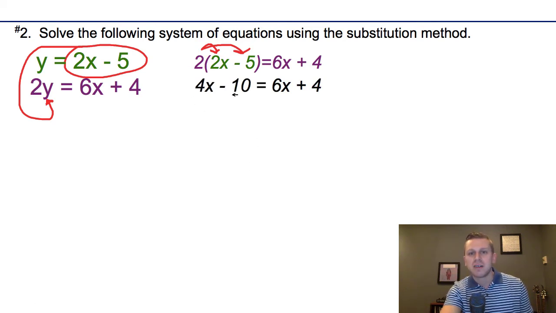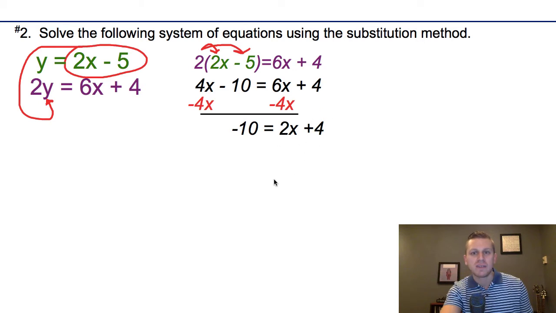Now I have to start separating variables and constants. There's a few ways to do that. I could subtract 4x from both sides, add 10, subtract 6x, or subtract 4. I'm going to subtract 4x. 6x minus 4x is 2x.